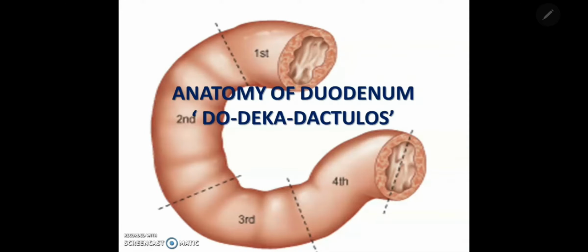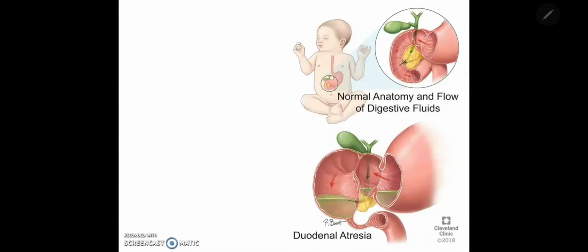In today's session we are going to discuss the anatomy of the duodenum, also known as dodecadactylos. That is the Latin corruption of the Greek word dodecadactylos, which is now known as duodenum. The literal meaning of it is 12 fingers breadth.